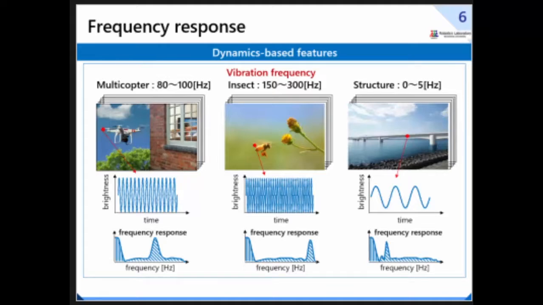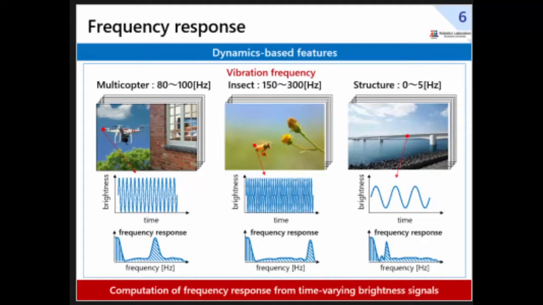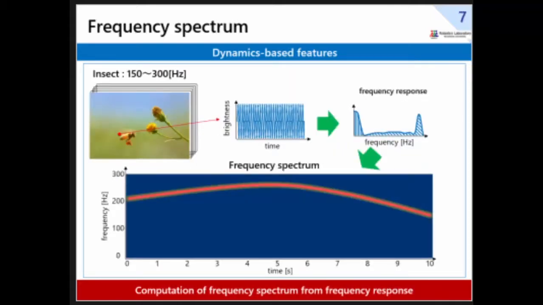I want to talk about frequency response made by high-frame videos. We can compute time-varying resonance signals for all the pixels from high-frame videos. When we focus on a pixel as a red marker in the image, we can obtain periodic brightness changes. After that, we can convert time-varying brightness signals to vibration frequency response. When we focus on a honeybee in this presentation, we can compute the frequency spectrum by converting to vibration frequency response.